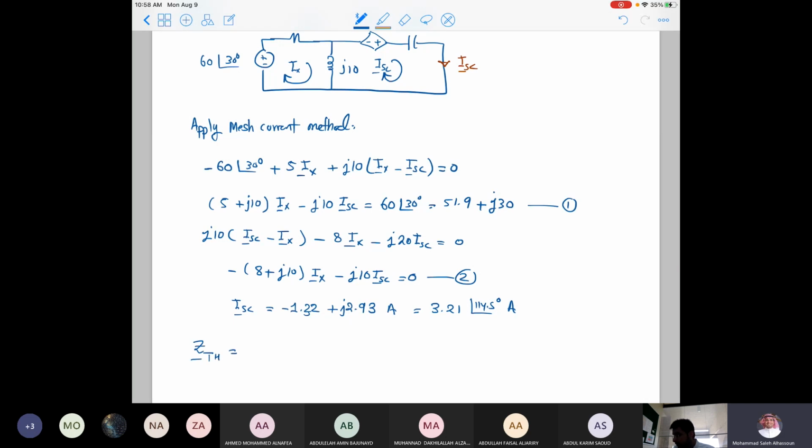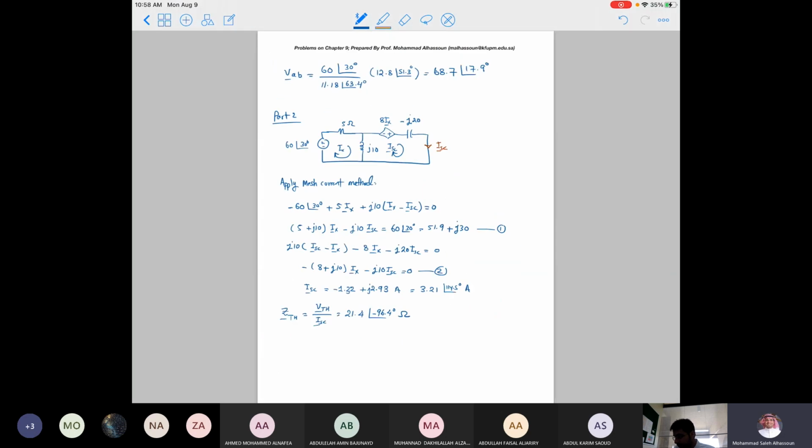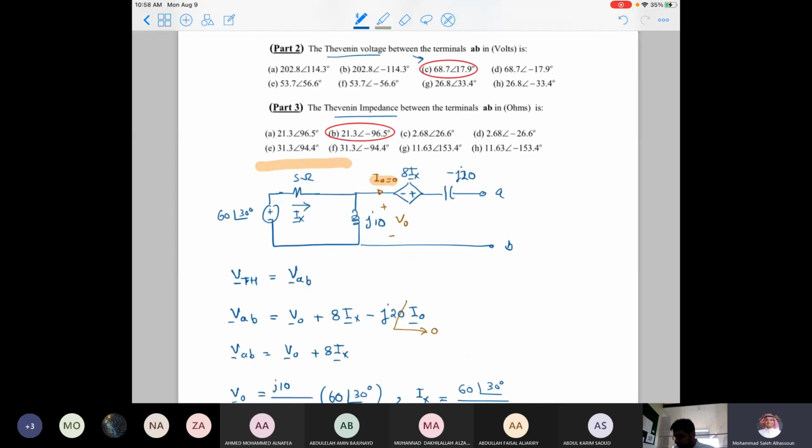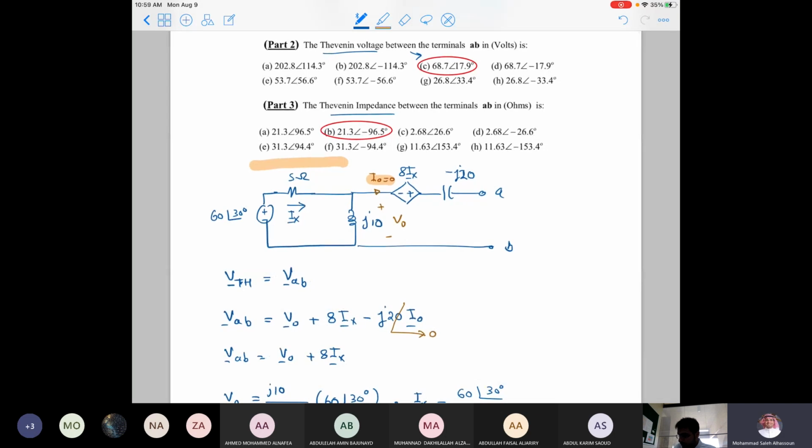So now I know the short circuit current. I already found the Thevenin voltage, so I can take the ratio here, and I'm going to end up with 21.4 with an angle of 96.4, in units of ohms. Let's see if it's exact. Okay, any questions?